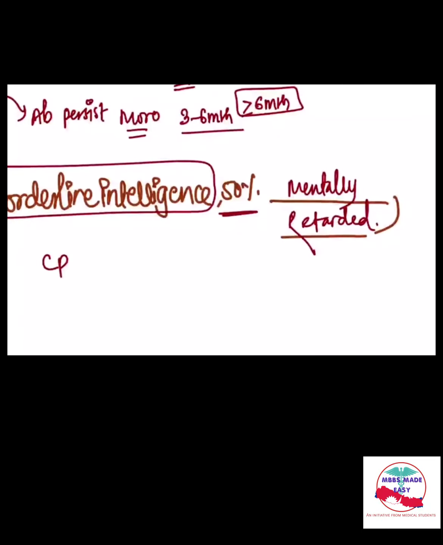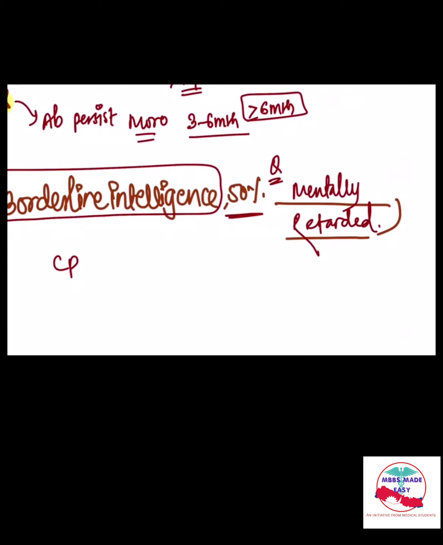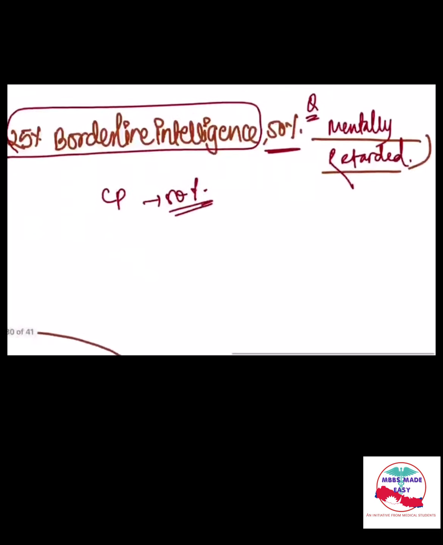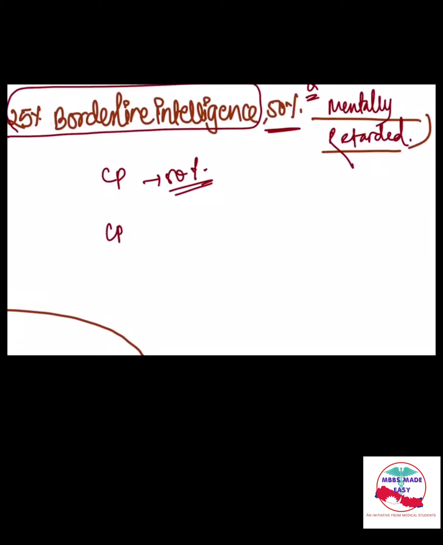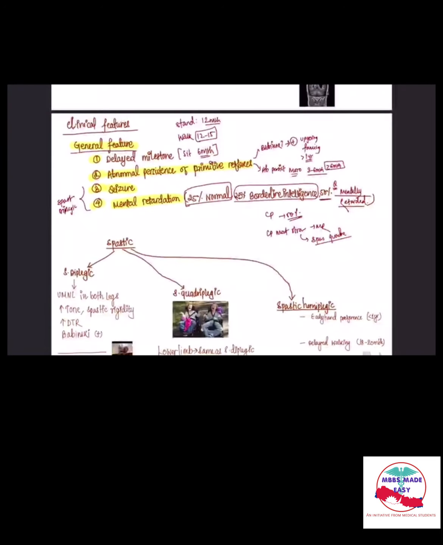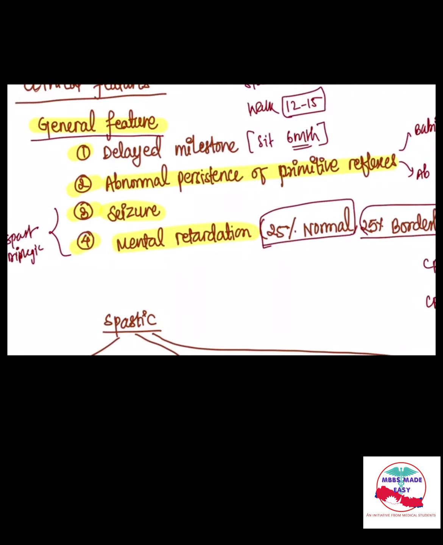So if a question comes on the percentage of mental retardation in cerebral palsy, the answer would be 50%. Okay, and which type of cerebral palsy is most strongly associated with mental retardation? The answer would be the most severe form of cerebral palsy itself, that is spastic quadriplegic cerebral palsy, which I have stated earlier. Okay, so these four are the general features present in almost all types of cerebral palsy except for this one.